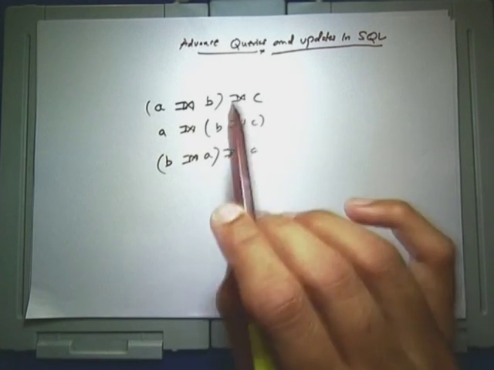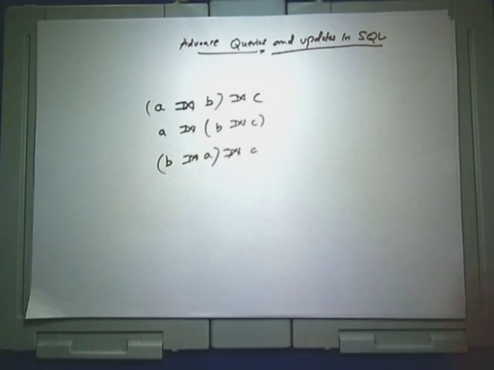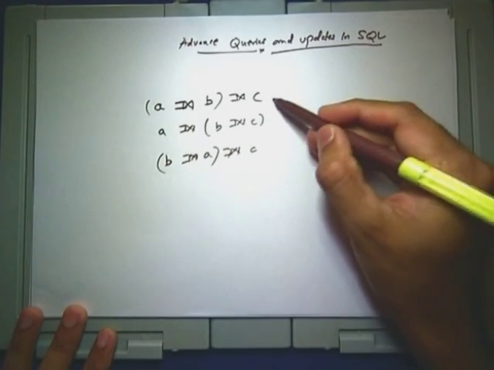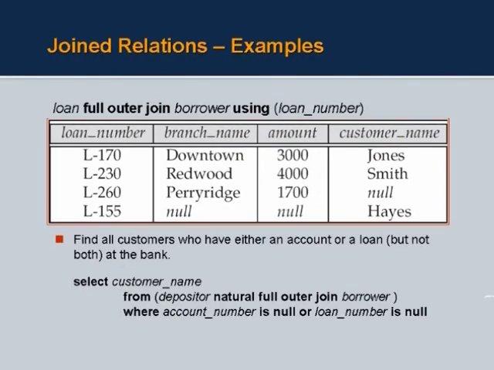I'm trying to give you some intuition for why this and this are not the same. So for outer joins, you have to do two at a time, and that is why the syntax used is slightly different. So here is an actual query which uses an outer join in the from clause. Outer joins always appear in the from clause.